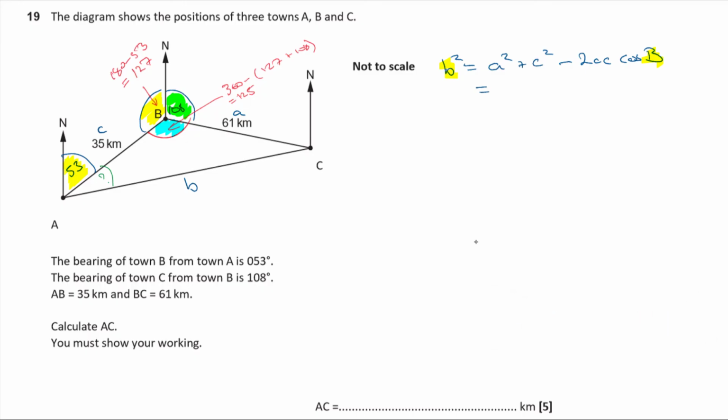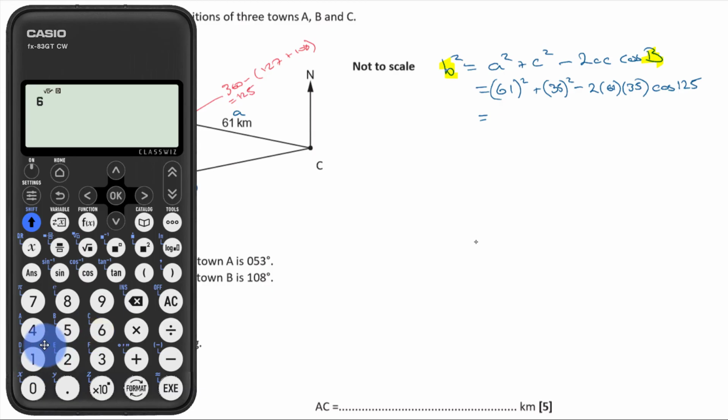So A is 61, so I've got 61 squared plus C, which is 35, so that's 35 squared, minus 2 lots of 61 times 35 times the cosine of the angle, which we worked out to be 125. Okay, so I think I'm just going to type all of that straight into the calculator. I think that's doable. So 61 squared plus 35 squared minus 2 times 61 times 35 times the cosine of 125.